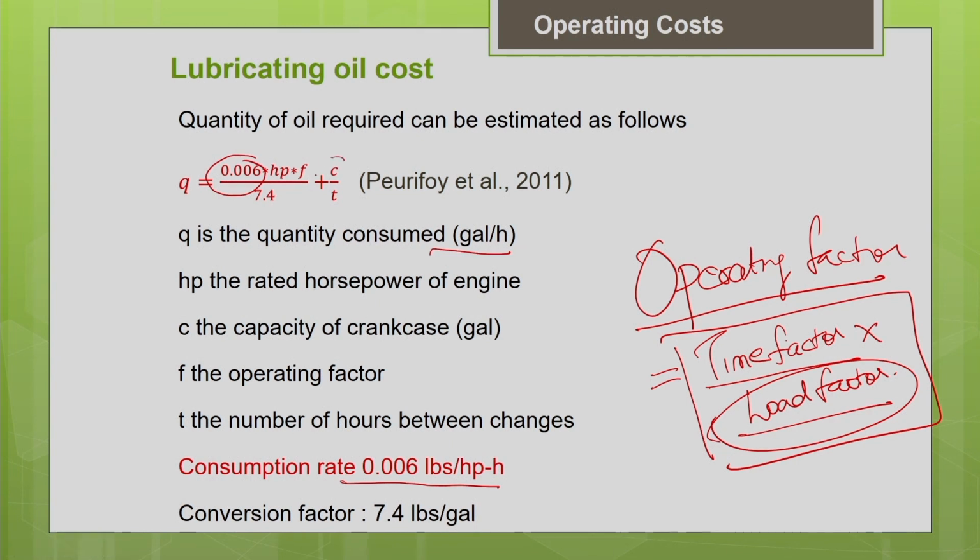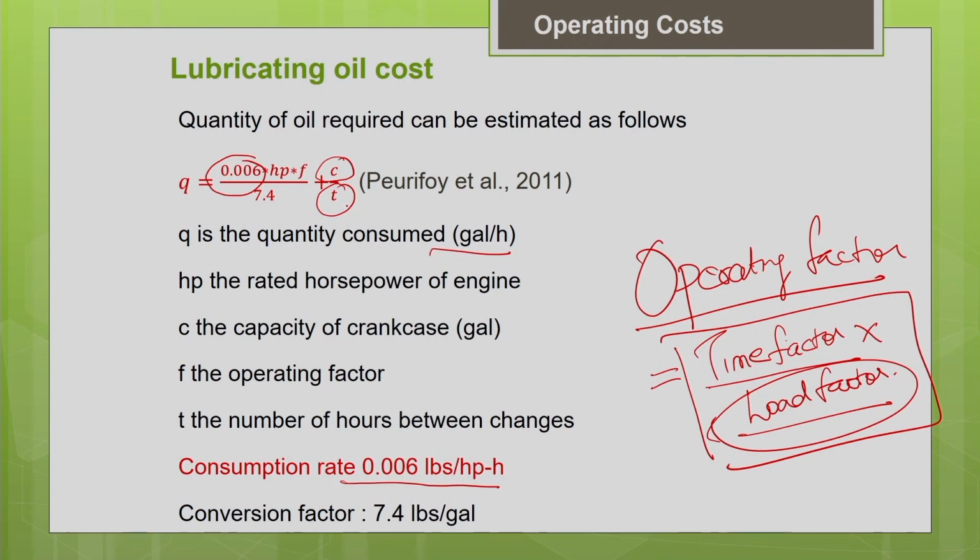Then another thing is your crankcase capacity, which varies from machine to machine. According to the crankcase capacity and the number of hours between the changes, which depends upon your project working conditions, whether it is an extremely dirty condition, then you have to change it frequently, and also depends upon the company policy, as I told you earlier. And this 7.4 is a conversion factor. Q is the quantity of oil consumed in gallons per hour, but the consumption rate is in pounds per horsepower hour, so the conversion factor is 7.4 pounds per gallon. With this formula, you can estimate the lubricating oil for your project condition.